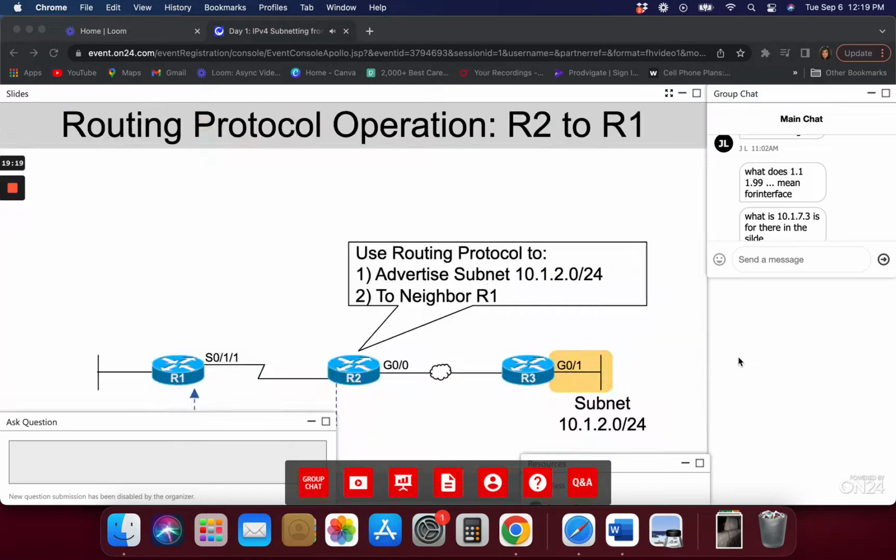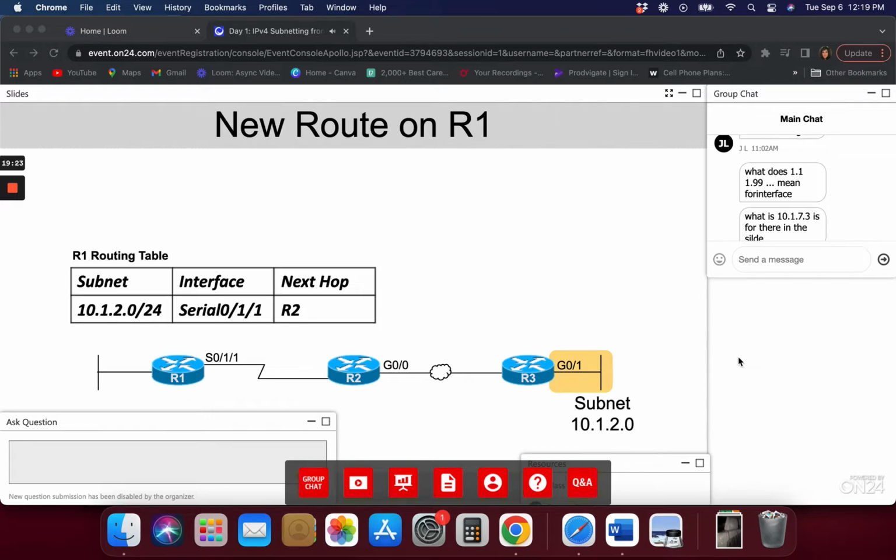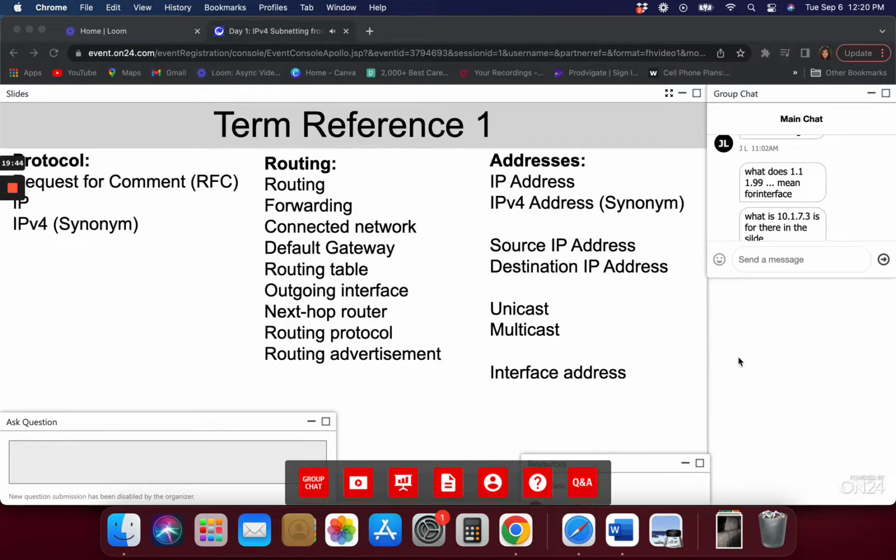And then R2 uses its routing protocol to advertise over to R1. R1 learns a route to subnet 10.1.20.0/24. R1's route lists its interface as the outgoing interface. Next hop is router R2, like that. So that gives you a little bit about how routing and routing protocols work.